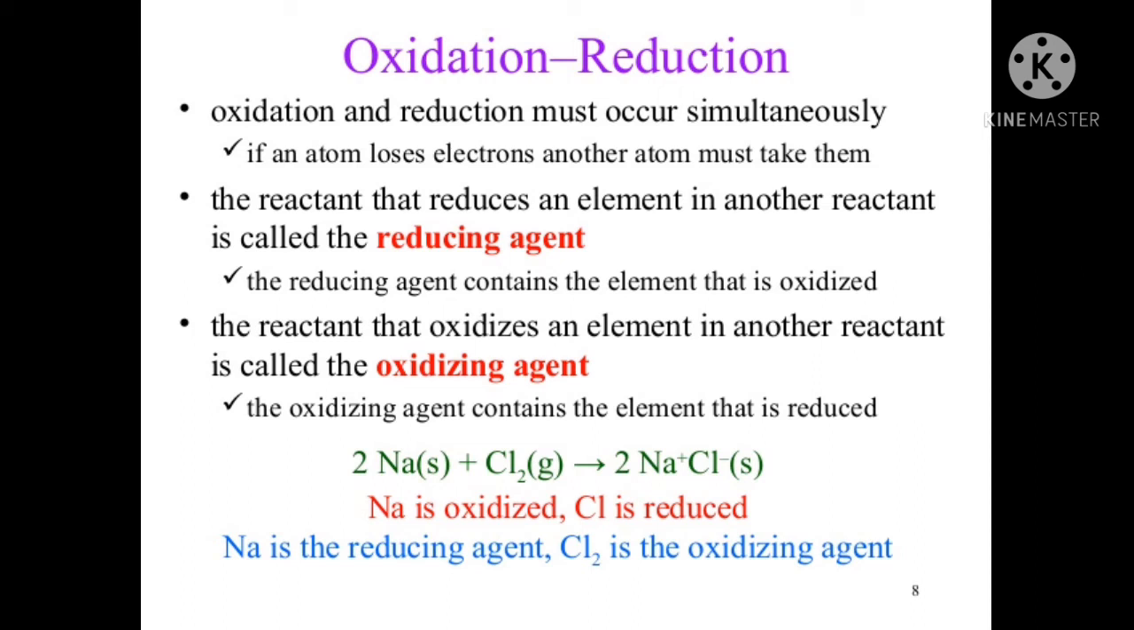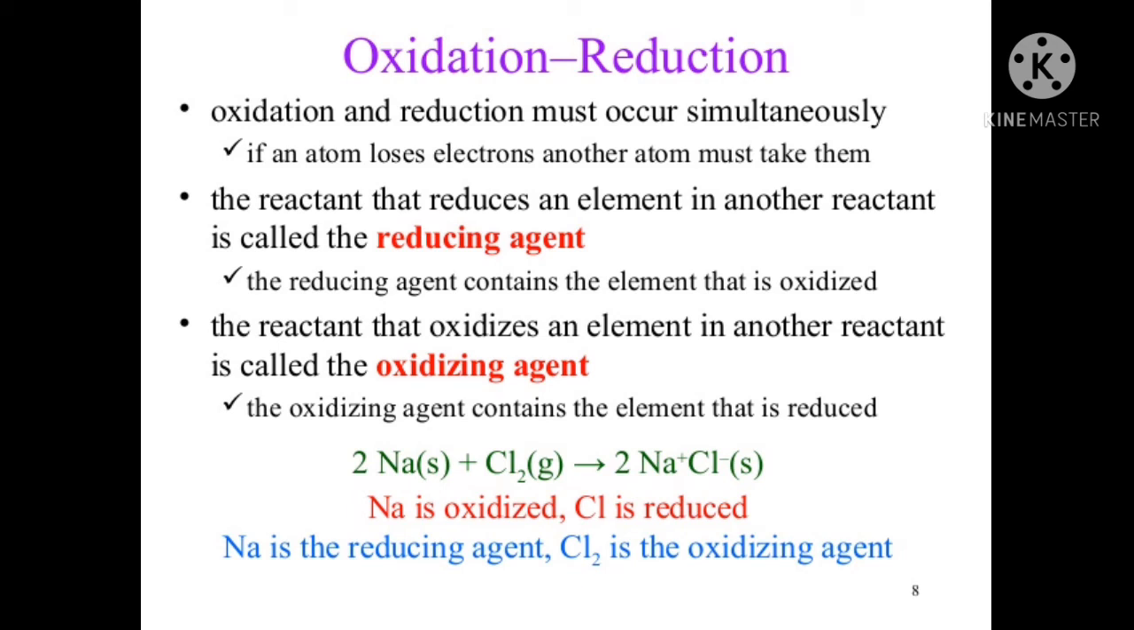Next, we saw what a reducing agent and an oxidizing agent are. The reactant that reduces an element in another reactant is called the reducing agent. The reducing agent contains the element that is oxidized. The reactant that oxidizes an element in another reactant is called the oxidizing agent. The oxidizing agent contains the element that is reduced.